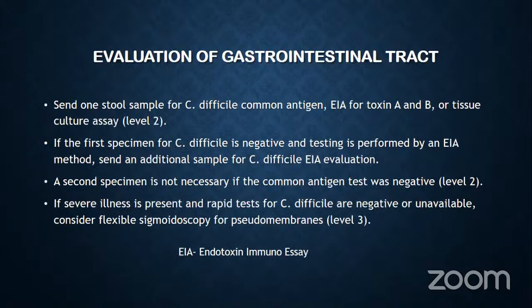For evaluation of the GI tract, send one stool sample for Clostridium difficile common antigen or toxin immunoassay A and B, or tissue culture assay. If the first specimen for Clostridium difficile is negative and testing is performed by an EIA method, send an additional sample for C. difficile EIA evaluation. A second specimen is not necessary if the common antigen test was negative. If severe illness is present and rapid tests for C. difficile are negative or unavailable, consider flexible sigmoidoscopy for pseudomembranes of Clostridium difficile.